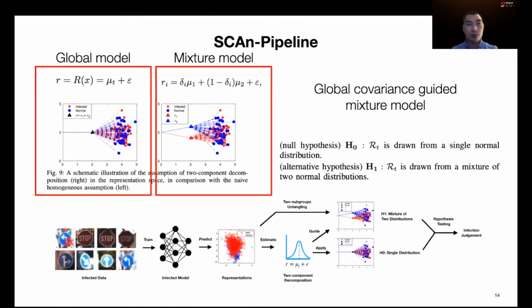Following is our detection pipeline. When a neural network comes, we first generate representations of all the inputs. Then we calculate the global covariance from a clean dataset. Using this global covariance, we construct hypothesis tests for each class and find the target class if a backdoor exists.